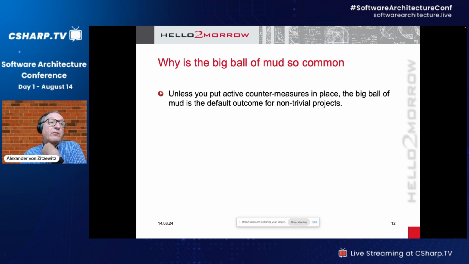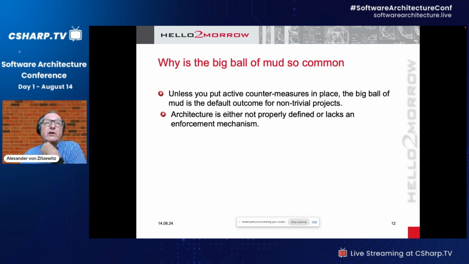And I've seen that a million times. I've done so many software assessments. I can tell you that 80% of non-trivial systems are ending up as a big ball of mud. It's our default architecture design pattern.